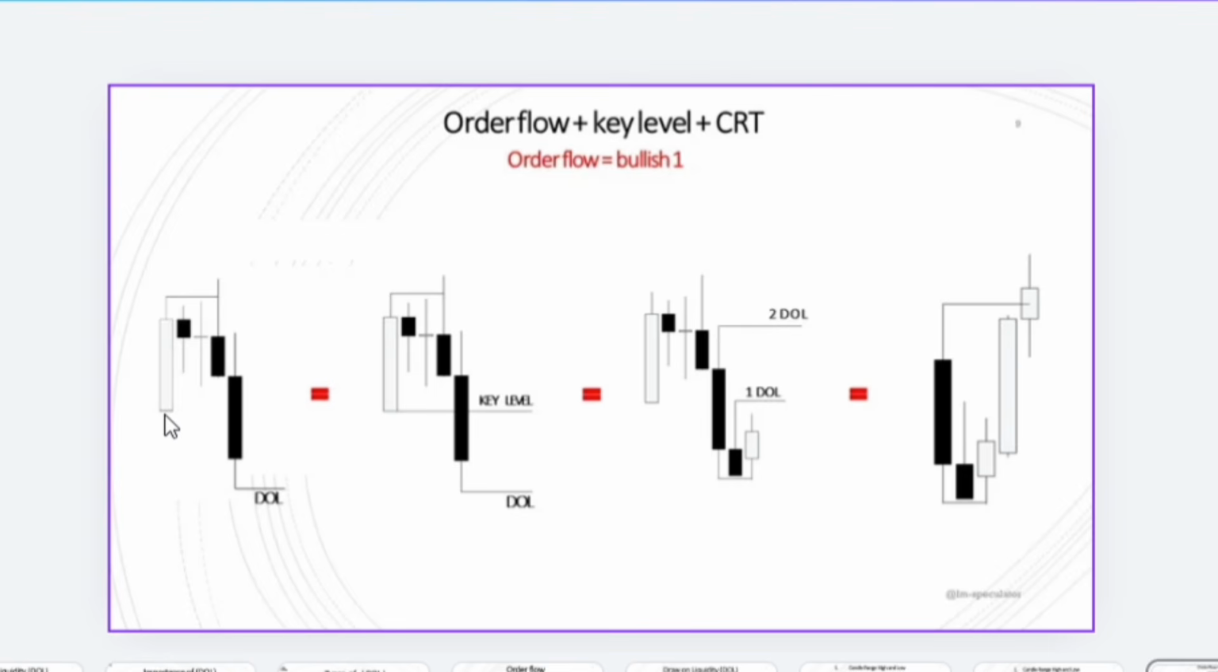Now, after this has already occurred in the market, this now becomes our old low. And old low is what? Our key level in the market. After forming this key level, we now have a new draw in liquidity here, which is here. The draw in liquidity low and the draw in liquidity high.